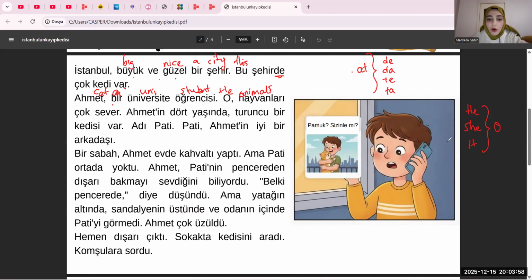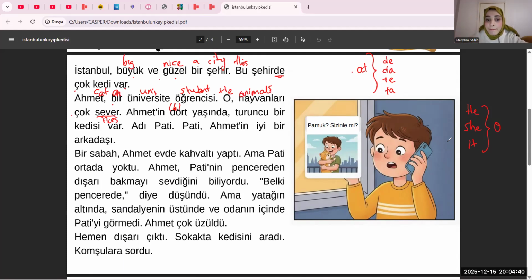Animals, hayvanlar. O hayvanları çok, again çok means very, so much, sever. Likes. Who? Ahmet. So he likes. O sever. She likes, same. O sever. It likes, again o sever. I like, ben severim. You like, sen seversin. Like this.